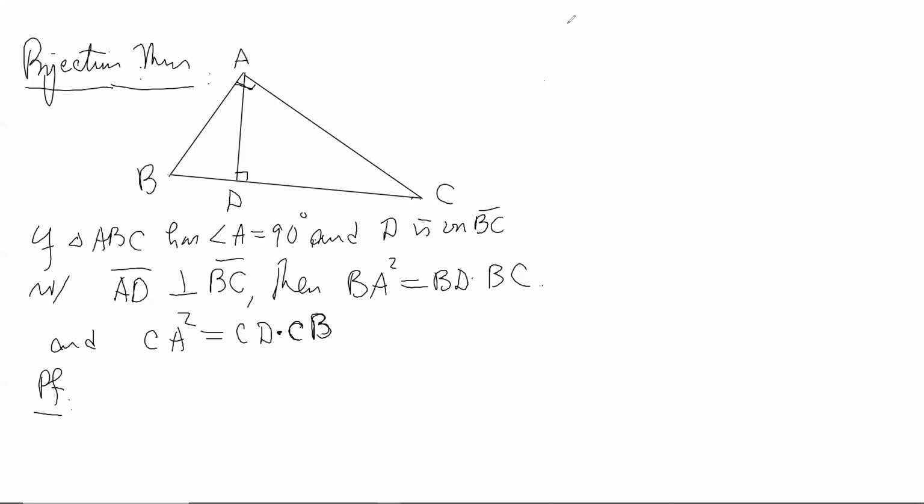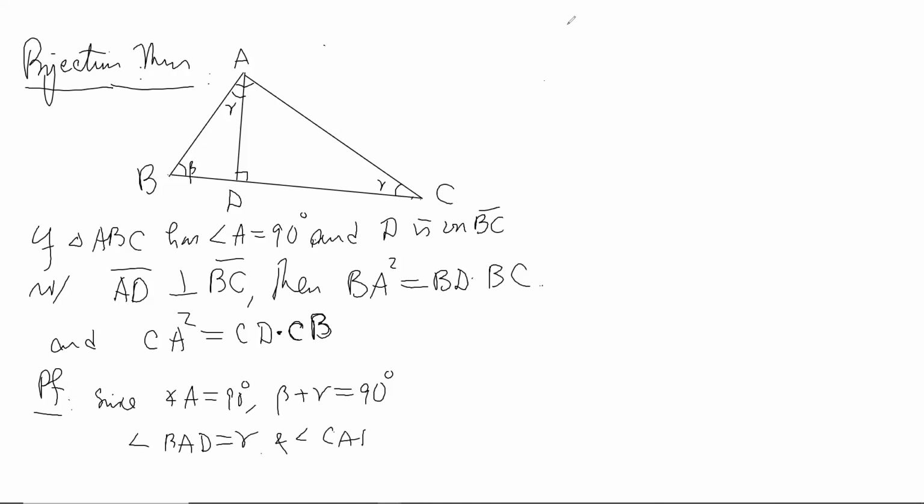We know that this angle is just gamma there, right? Now this angle here is beta, right? Now because this is a right angle, the measure of angle A is equal to 90 degrees. Then you get beta plus gamma equal to 90 degrees. And therefore this angle here would be equal to gamma, right? So angle BAD is equal to gamma as well, and angle CAD is equal to beta, yes? Okay, are you with me on this? No problem, right? Because this is a right angle there, yes?